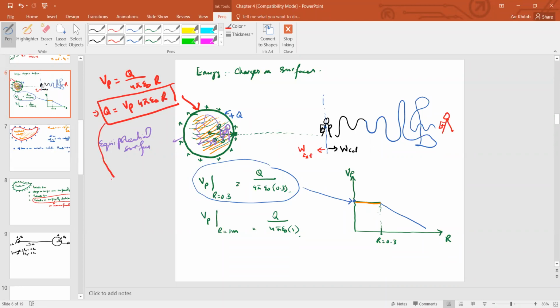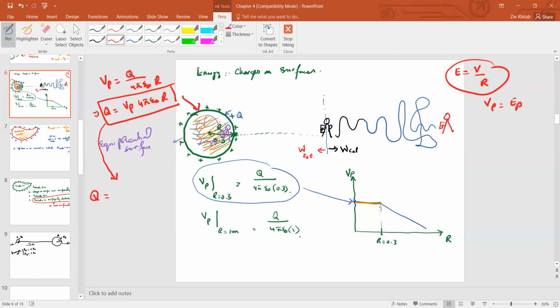We also said last time, if you remember, charge is VP into 4 pi epsilon naught R. How much is VP? VP is E, volt divided by R, so VP is EP into R. So let me put the values: EP into R, 4 pi epsilon naught R. So charge is EP into R squared, 4 pi epsilon naught. This is the equation.